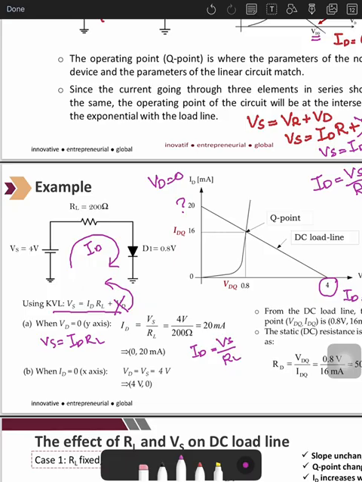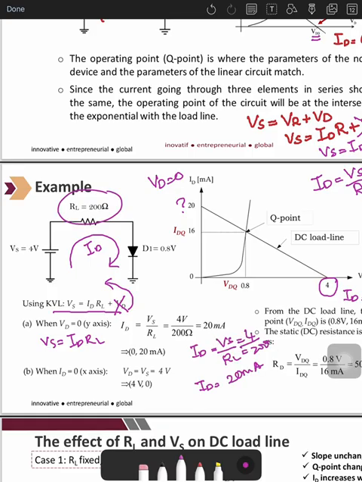Now, what is the value of VS? Which is 4. What is the value of RL? From the graph, it is 200. At the end of the day, you can get the point for the saturation region: ID is equal to 20 milliampere.